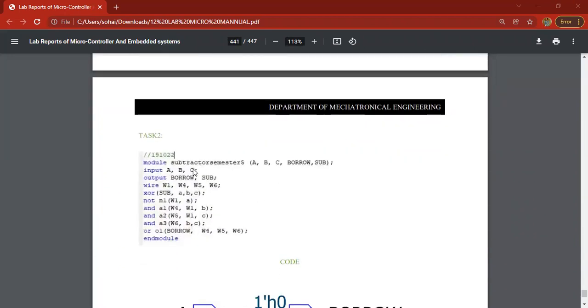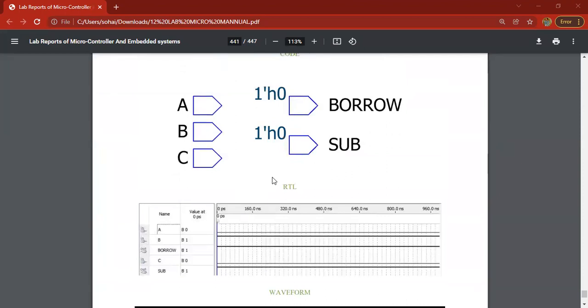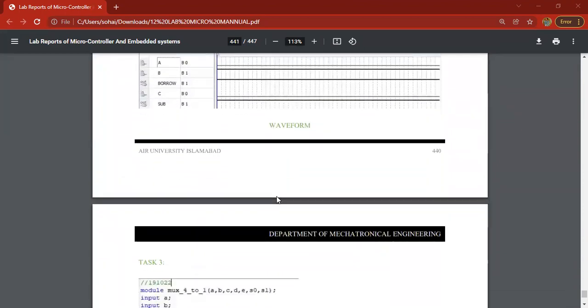And this is the full subtractor. In this we have three inputs, A, B and one borrow in. Then the difference is equal to A XOR B XOR C. Then we use NOT and AND gates with inputs A, B and C, and we are going to see this is our RTL viewer and this is the waveform.